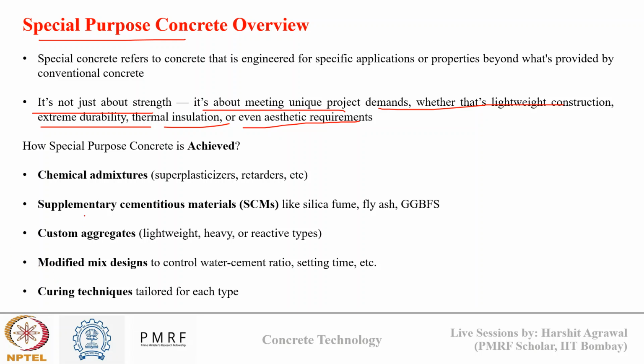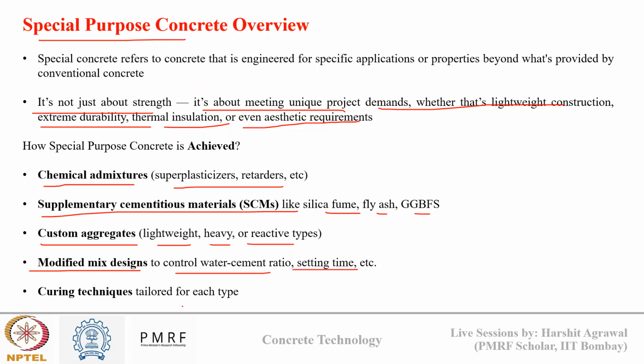These concretes are made by adding specific chemicals or admixtures, or by modifying the composition of concrete in a specific manner, like using chemical admixtures such as superplasticizers and retarders, using supplementary cementitious materials like silica fume, fly ash and GGBFS, customizing the aggregates by using lightweight, heavy or reactive aggregate, or by modifying the mixture design by controlling the water to cement ratio or setting time, or by modifying the curing technique for a specific purpose. In this way we can achieve special purpose concrete.